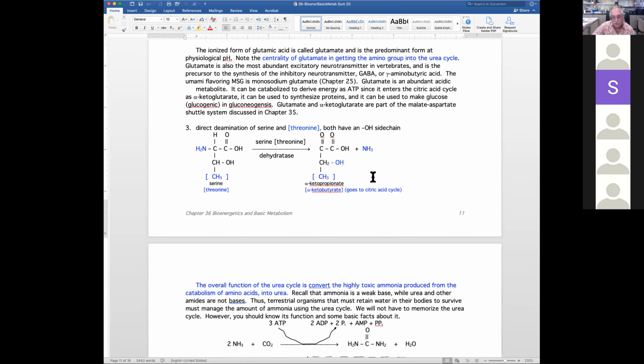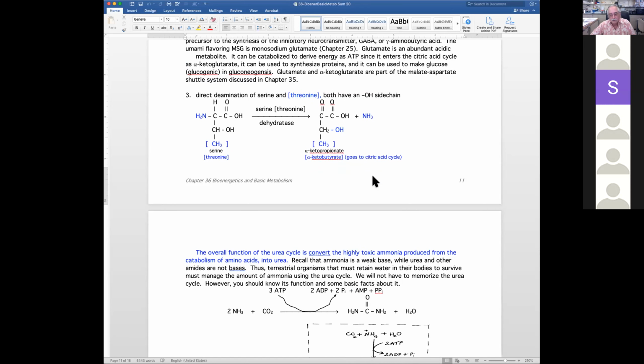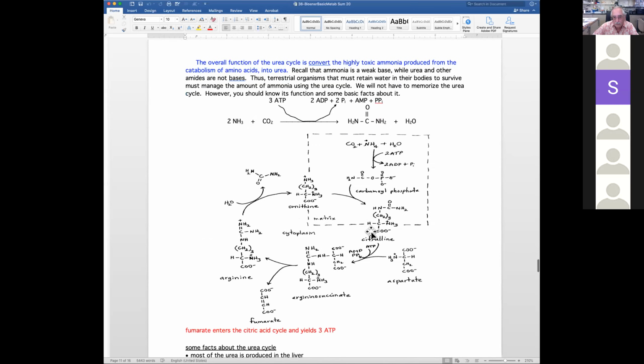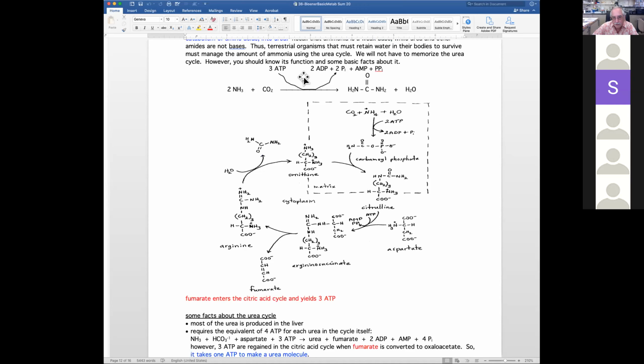So in the cell, there's a lot of places where ammonia is being generated. Ammonia is extremely toxic. So for a terrestrial organism, such as ourselves, we don't have a way to get rid of it because we have to retain water so much. So we have to store it in a more safe manner, so we convert it into urea. So here's the overall view of the urea cycle. And it looks like we're using a lot of ATP to do this, but that's not exactly the case. It's a very efficient process.